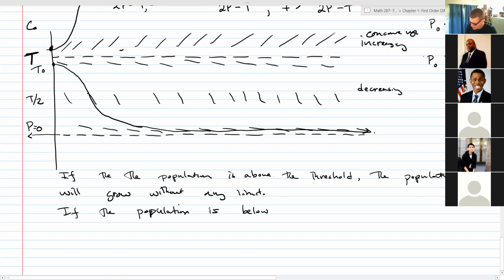So if the population is below the threshold, that's where now T naught is below T. What's happening there too? Take a look at the solution curve. The population will decrease, like people dead. Yeah, it's going to die off. The population will die off. That's what we say, right? Because it's going to decrease to zero. So the population will die off, or we say decrease to zero.